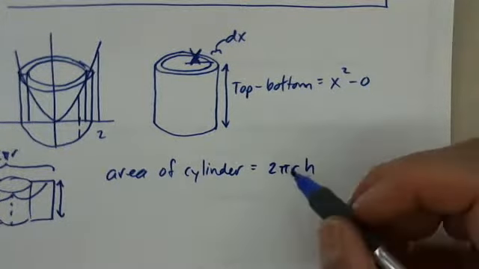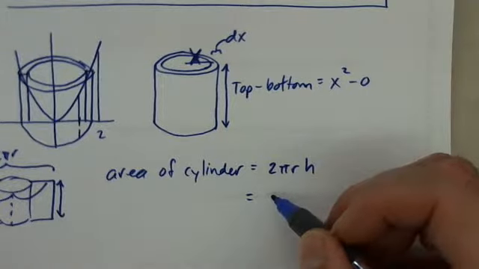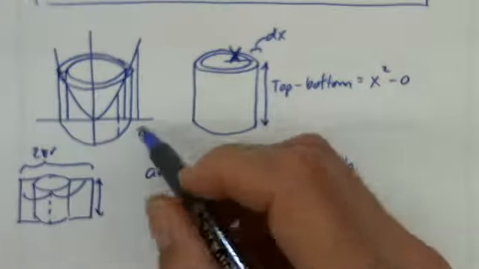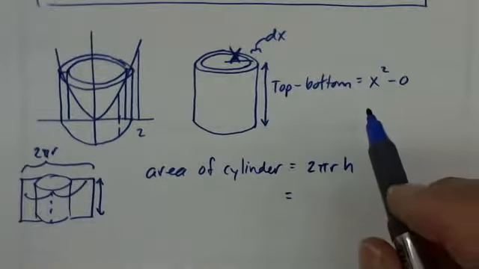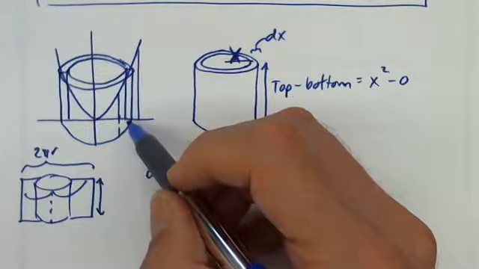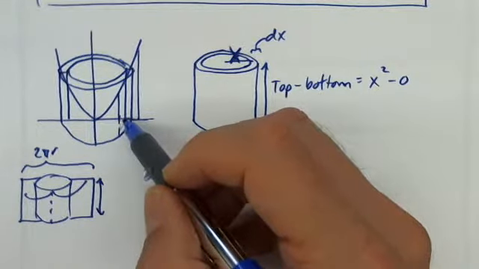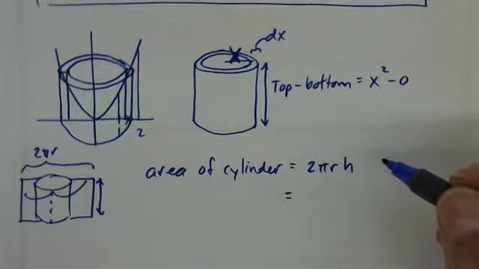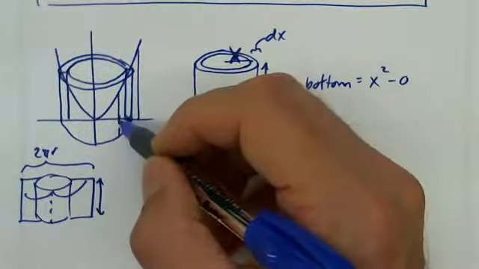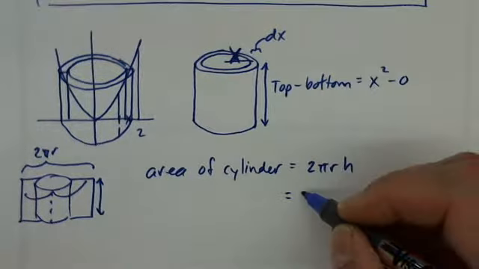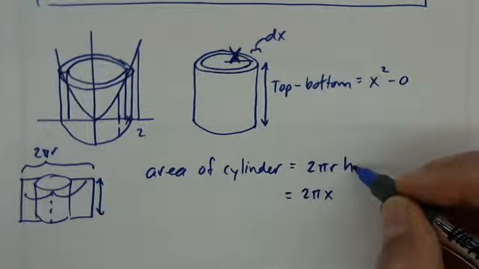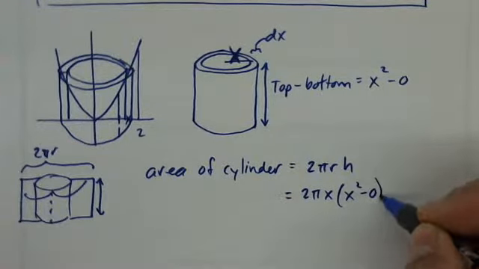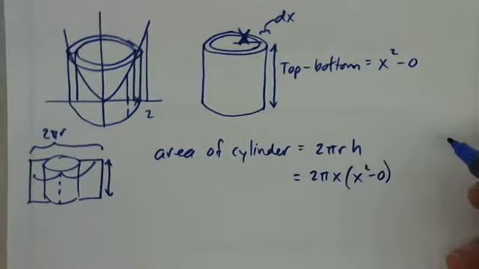And then when we look at this graph, we're going to say that x, the number where we start between 1 and 2, is just going to be any x value. So the radius is just going to be x, from 0 to x. The height is going to be x squared minus 0. That's the area of the cylinder.